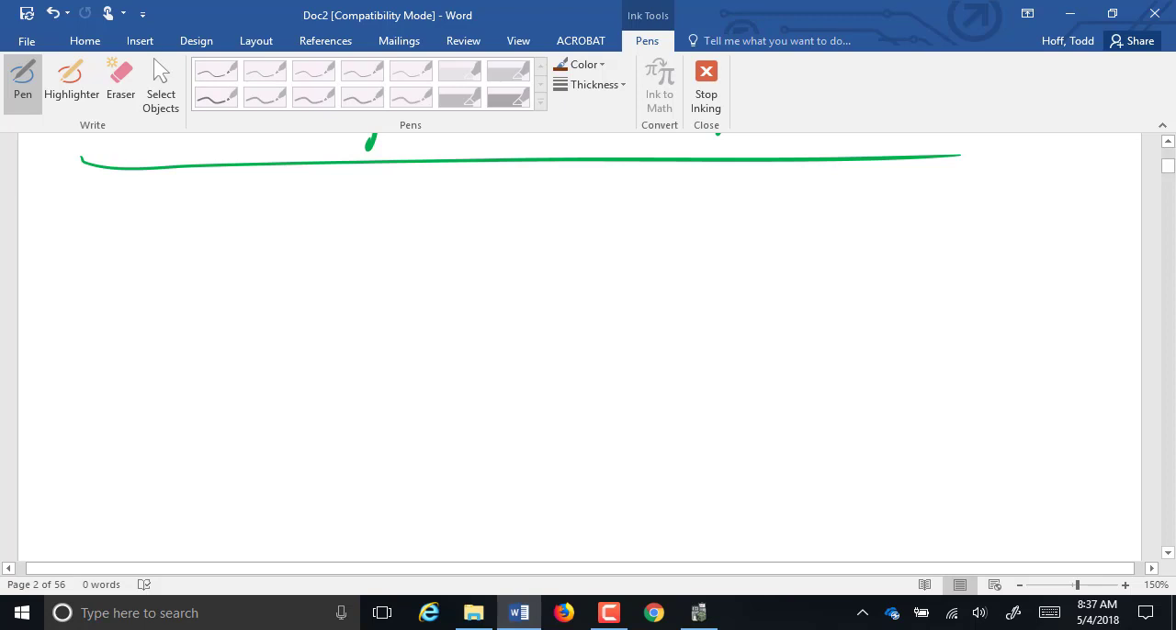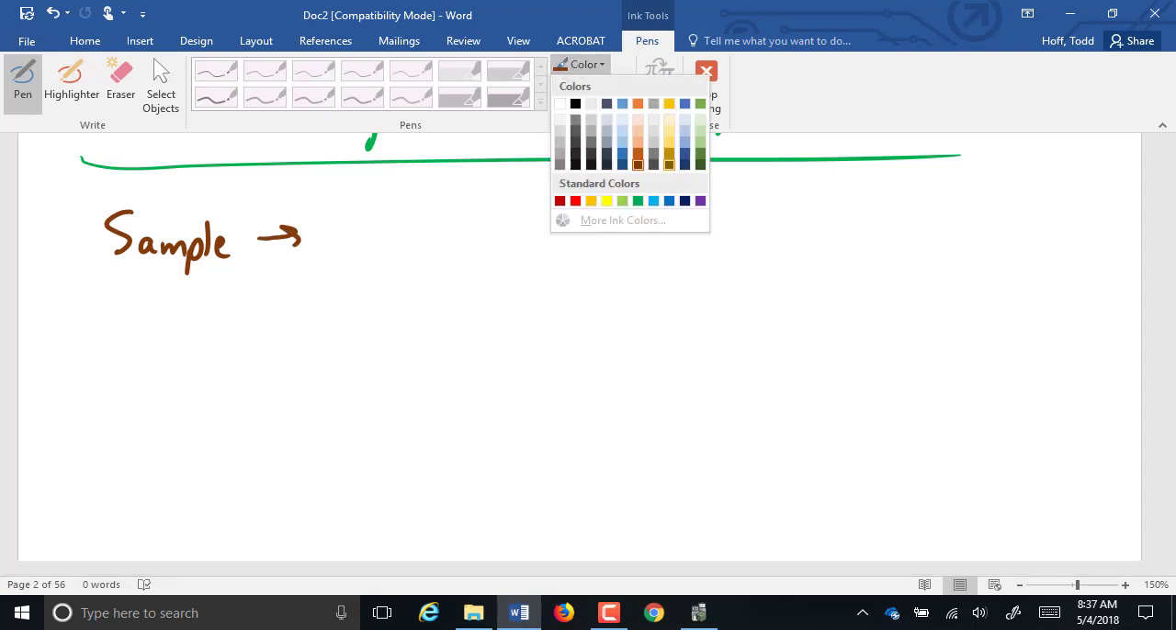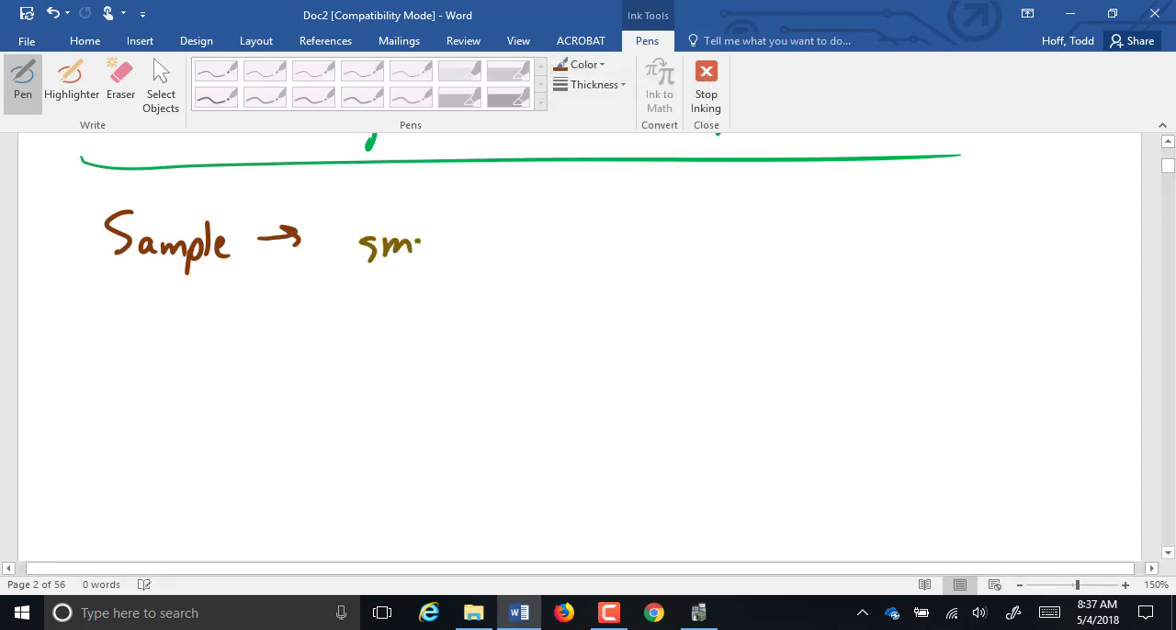So most of the time, rather than studying a population, we study a sample. And a sample is just a smaller group from the population.